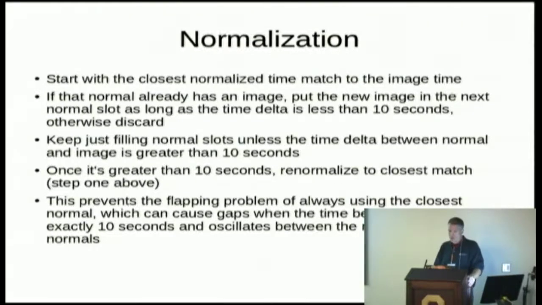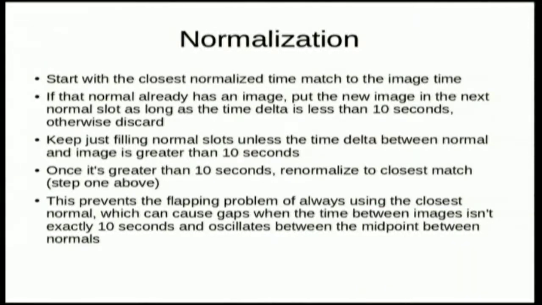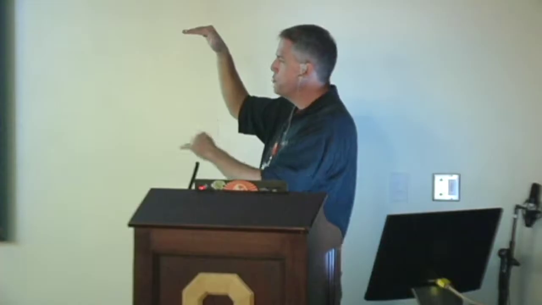For the normalization process, I started out with a really complex version, and it was not working real well. So I worked out with a friend that if you just start with the first image and make it as close as possible to that 10-second boundary, and then you just keep filling in the slots until you get to a point where you're above that 10-second gap, it works out really well. And it prevents the problem that I had with the first version, which was a flapping problem.